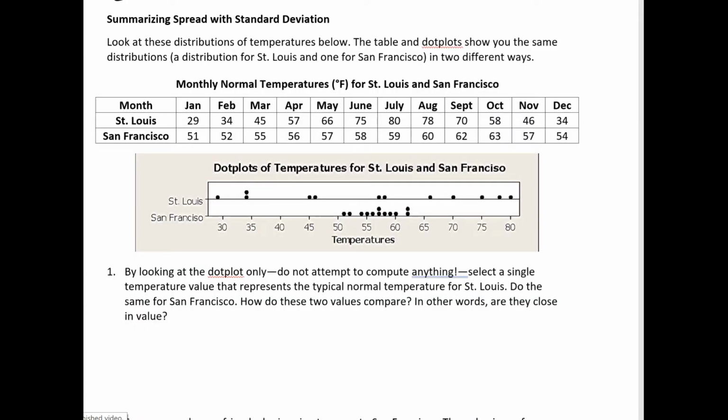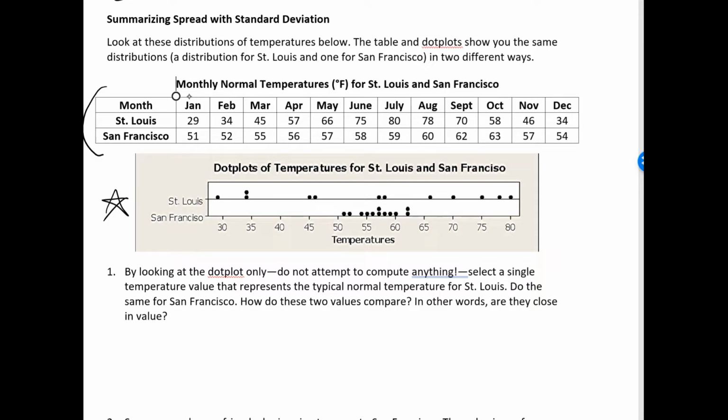Okay, summarizing spread with standard deviation. So look at these two distributions of temperatures below. The table, which we see here, and the dot plots here show you the same distributions, one distribution for St. Louis and one for San Francisco, but in two different ways.